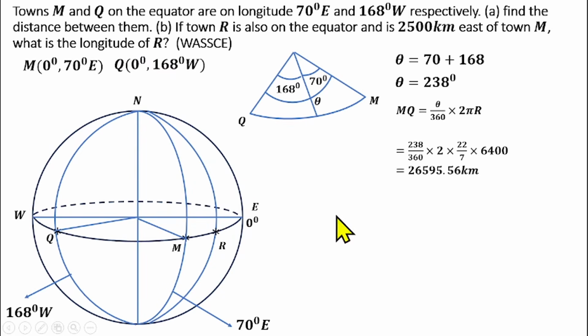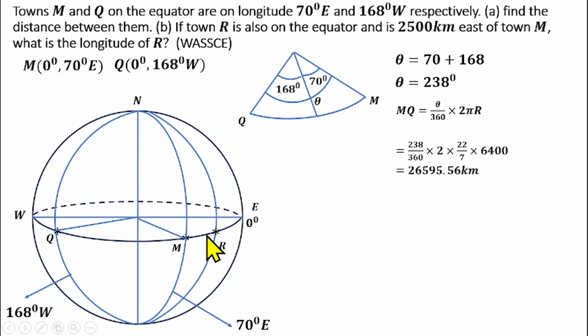Are we there? Good. Then, we are given the distance between point M and R. We are told that town R is on the equator and is 2,500 kilometers east of town M. So that means the distance between town M and town R is 2,500 kilometers.